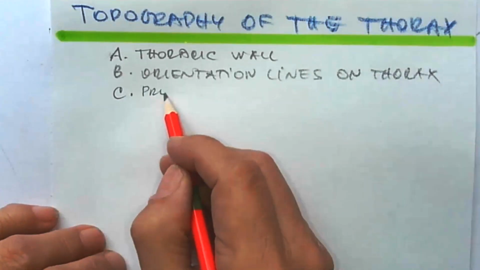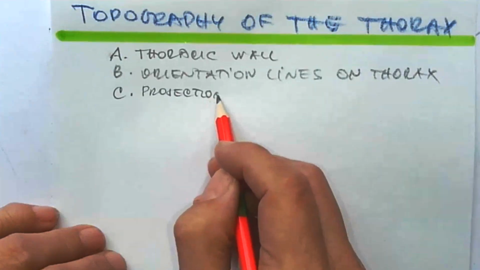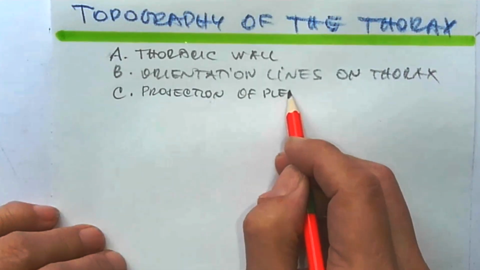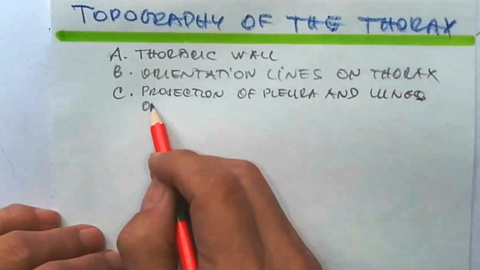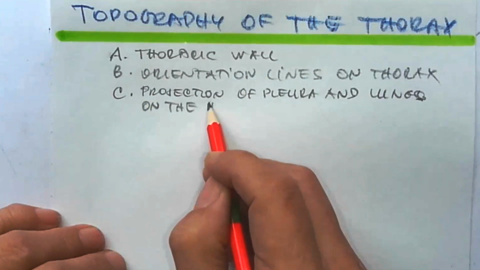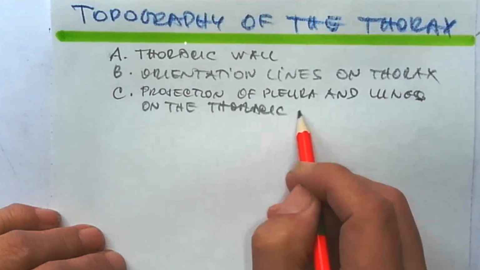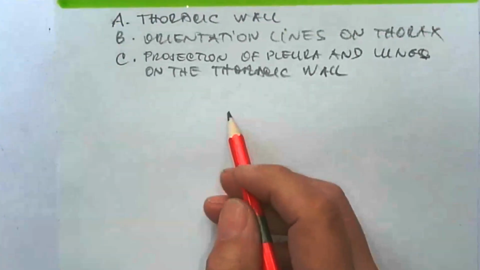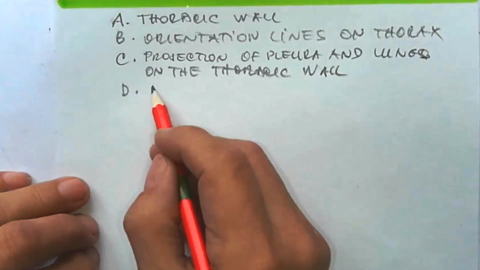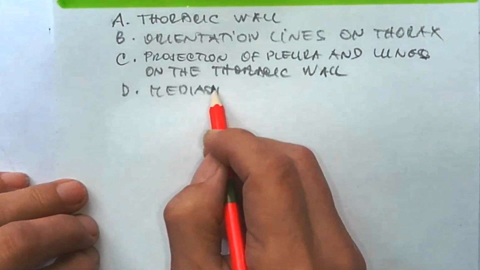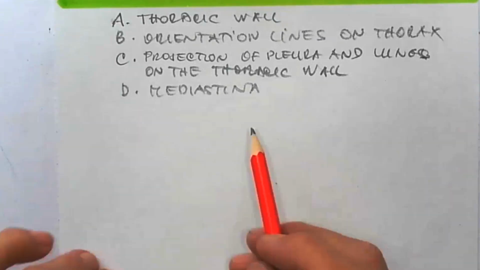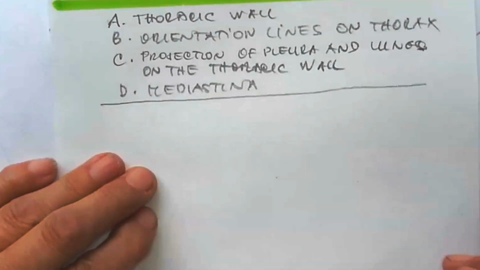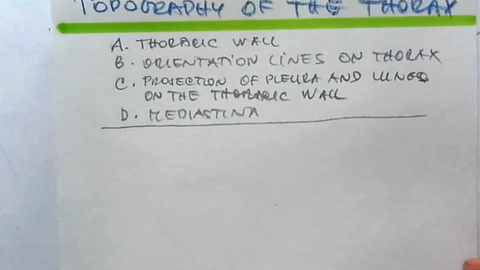Then we'll follow the chapter, the projection of pleura and lungs on the thoracic wall, correct. Then the next point would be the mediastinum, plural, because mediastinum is only one. And then all the organs which are placed in the mediastinum. So this is just a list of the topics which should be explained today.